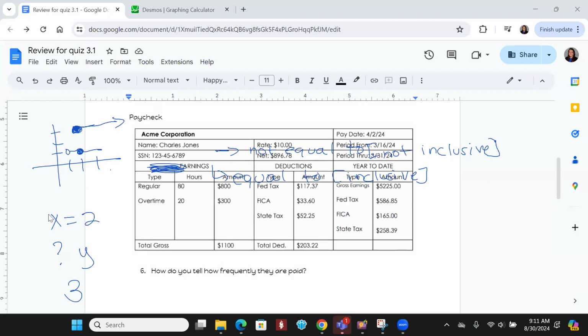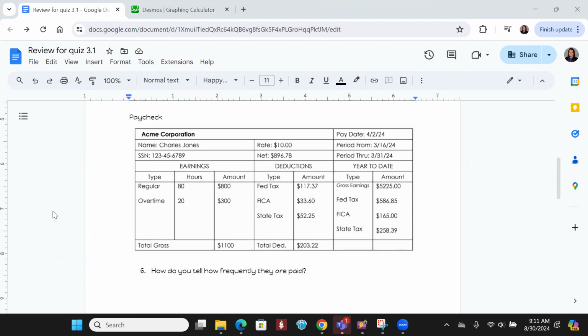All right, let's look at the paycheck. How do you figure out how frequently they are paid? Okay, so we look from the period from to the period through, right? So from this date to this date, how many days is that? How many weeks is that? That's 2 weeks. So how often are they paid? Bi-weekly.